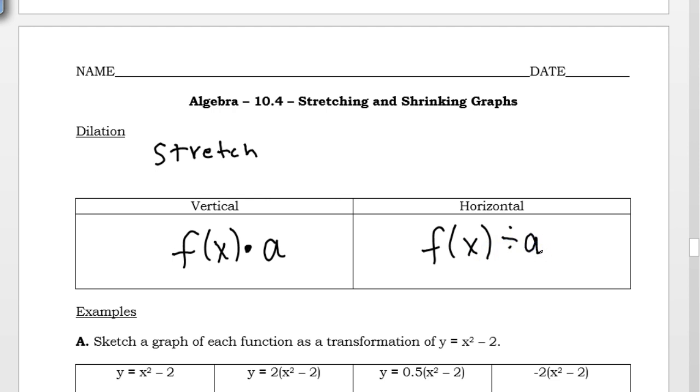Now I need to be specific that multiplying by a number, I mean a number larger than 1. If I multiply by a decimal, that's the same as dividing by a whole number. So multiplying by a number bigger than 1 is going to stretch a graph taller, but multiplying it by a decimal is going to stretch it wider, because a decimal would not be a number bigger than 1.